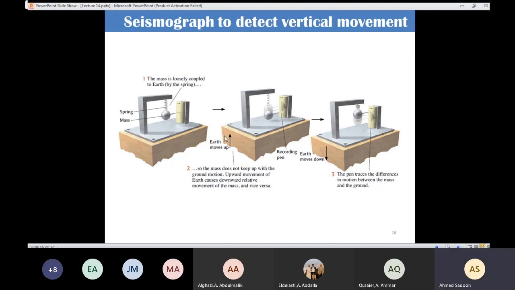And when the earth moves up, the mass is going to move down. And when the earth moves down, the mass is going to move up. And I'm going to have a graph like this one.